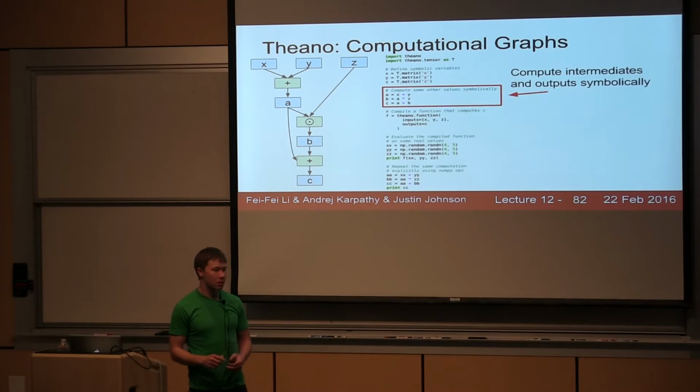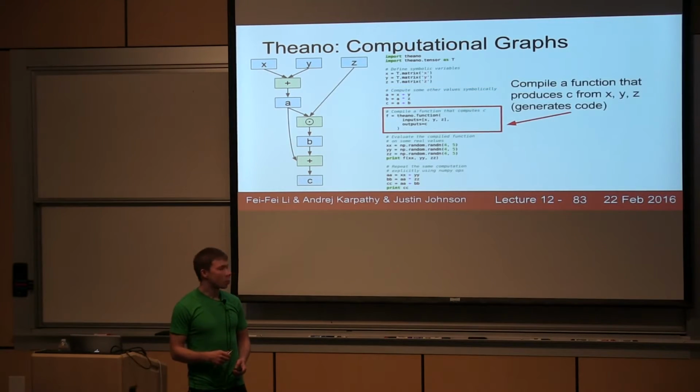Then we can compute these outputs symbolically. x, y, and z are symbolic things, and we can compute a, b, and c just using these overloaded operators, which builds up the computational graph in the back end. Once we've built up our computational graph, we want to be able to run certain parts of it on real data, so we call this Theano.function. This says our function will take inputs x, y, and z, and produce output c. This returns an actual Python function that we can evaluate on real data.